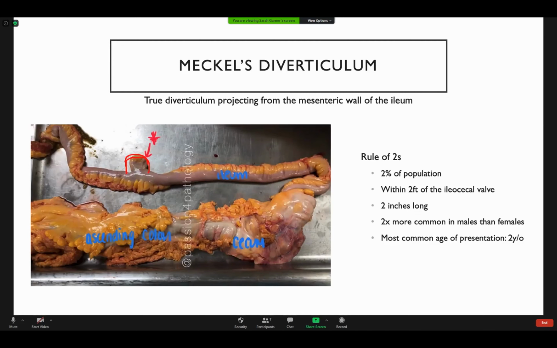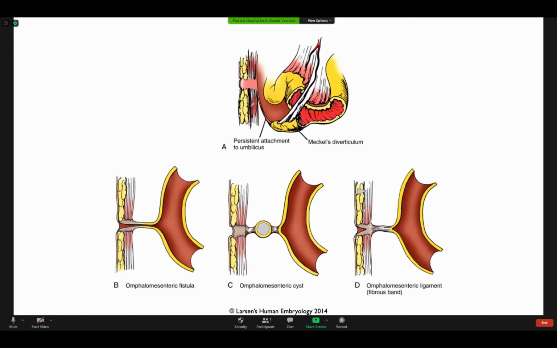So there are a couple different ways that it can stay attached. It can be just a little diverticulum like we just saw, and it's not really connected to the abdominal wall anymore. Or it can remain attached to the umbilicus in a few different ways. One way is you can have a true fistula, so you can have a communication between the ileum and the abdominal wall.